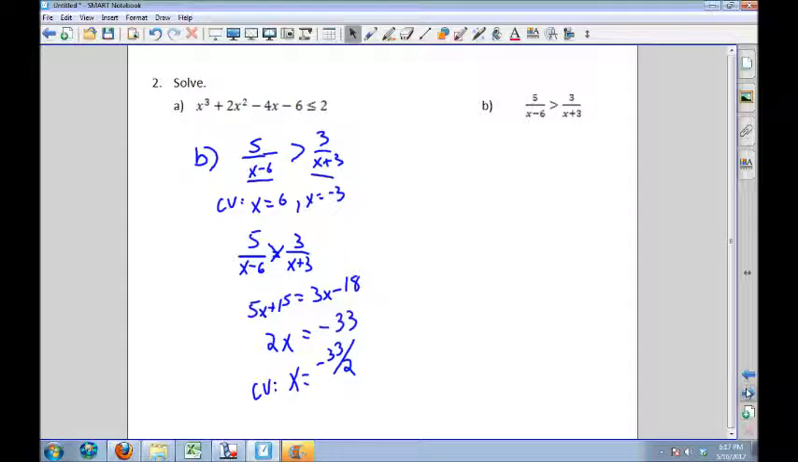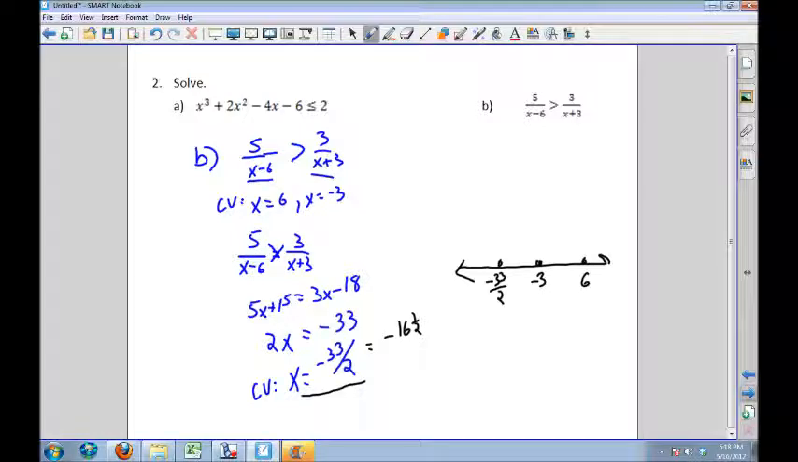And now I put all these critical values on a number line to help me get a better idea of where this value is in relation to the other two. I could do this division. If you notice that 32 is the closest even number, so this is going to be negative 16 and 1/2, which is much less than negative 3. So this will be my smallest value, negative 33 over 2. My next largest, negative 3, and my largest value, 6. That gives me my break in each of the intervals.